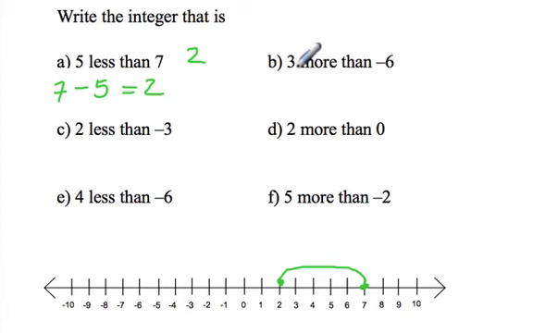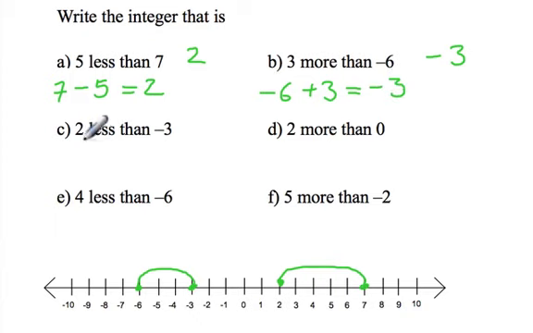Question B, we want an integer that's 3 more than minus 6. If we look at the number line again, then we are looking at minus 6, and we want to have 3 more. So 3 more, that's a minus 3. Another way to write it down is we want 3 more than minus 6, and that equals minus 3.